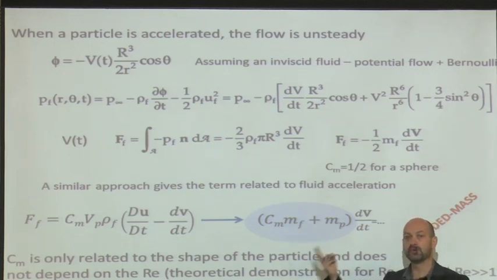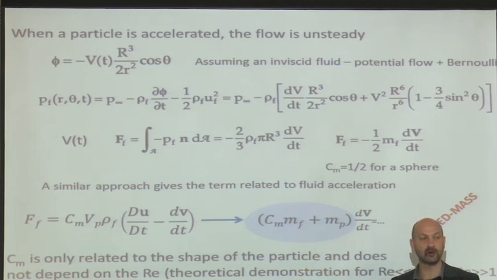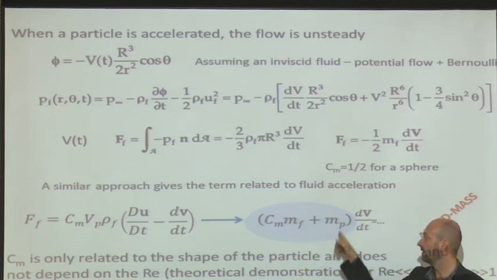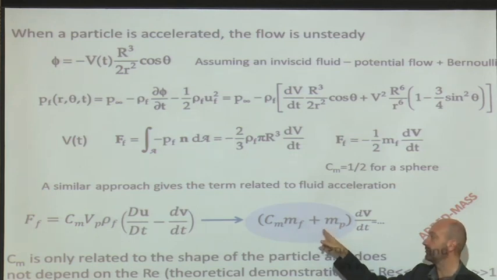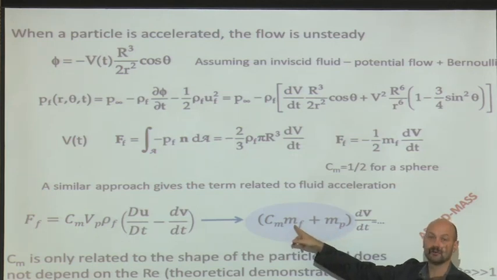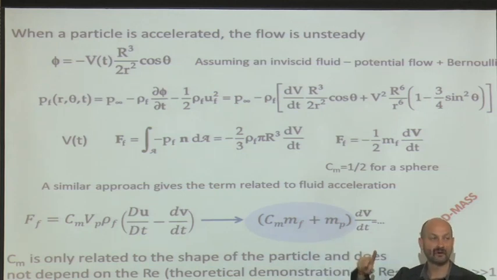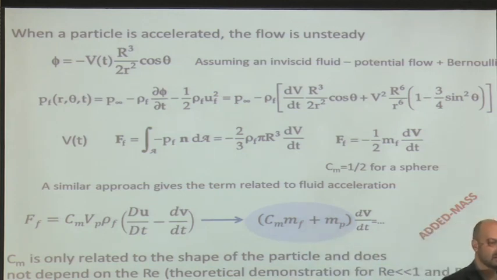But if you do the opposite, let's say you want to accelerate a bubble in a liquid. The density of your particle, it's a gas, so it's only 1. But the density of the liquid is 1,000. So you see that all the acceleration, all the force which is required for accelerating a bubble is coming from the mass of the liquid around and not from the mass of the bubble, because a bubble is almost massless.